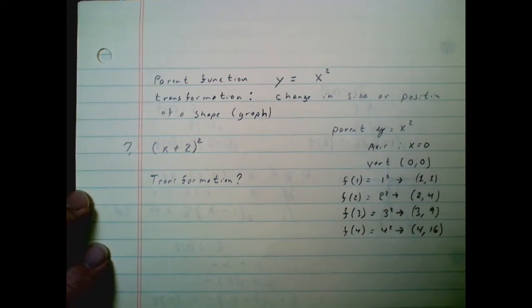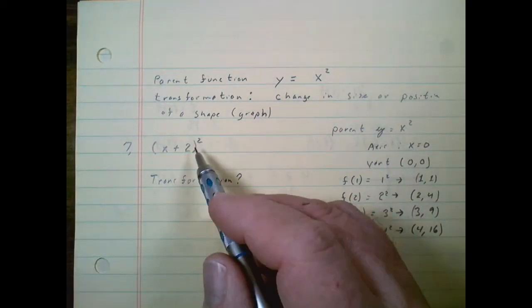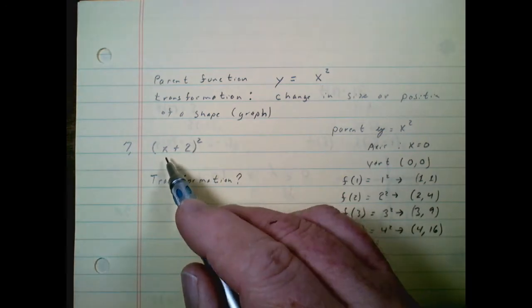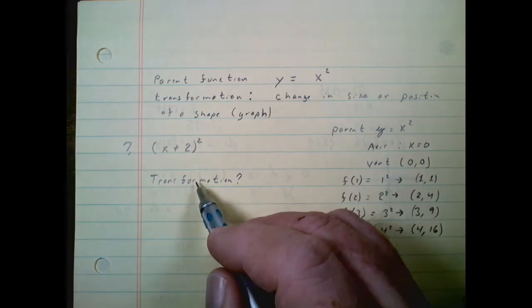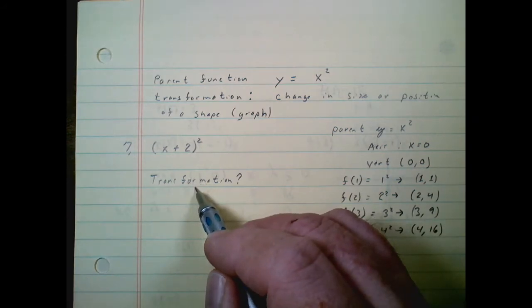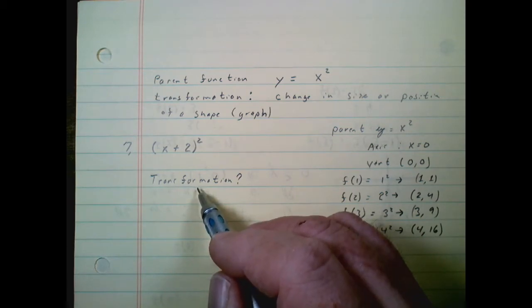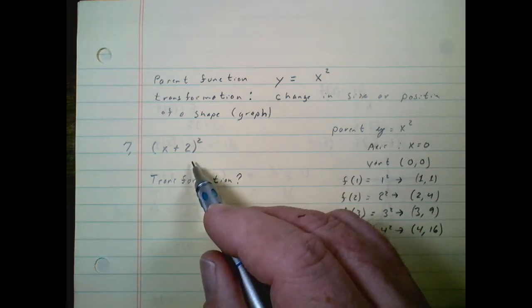Okay, what I've done here, I've finished up here. This is example 7, and we have just (x + 2) squared. We want to know how it transforms, okay? And we want to graph the parent function, and then we want to graph this one over top of it.